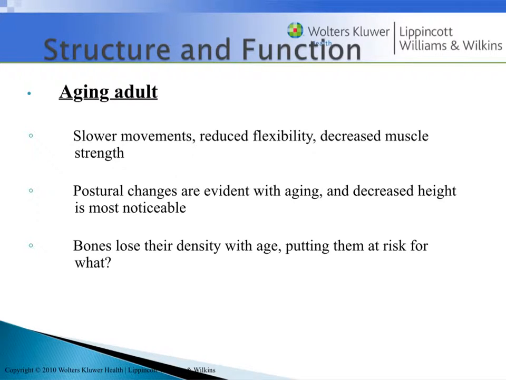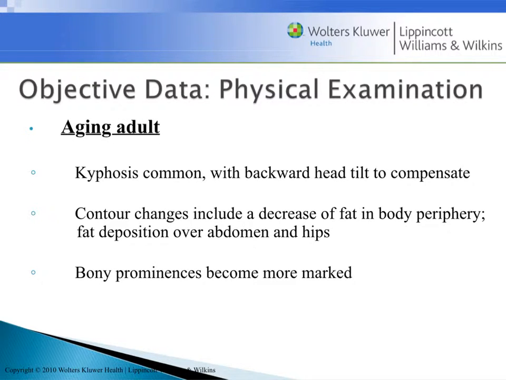Speaking about our elderly, things regarding their musculoskeletal system is that they obviously have a little bit slower movement, reduced flexibility, decrease in muscle strength. You might notice some posture changes, a decrease in height. One of the disease processes that fall under musculoskeletal is that bones lose their density with age, and that puts them at risk for osteoporosis. I believe there is a section in your book on osteoporosis, so just go ahead and review that, kind of knowing what it is, what some of the risk factors are, and some of the teaching topics you can do with osteoporosis.